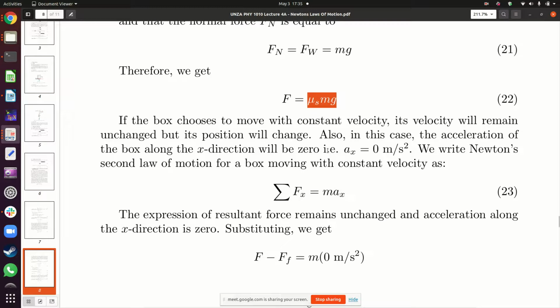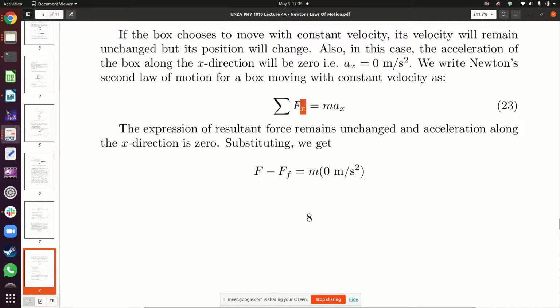If the object decides to move, so when it's moving, it's changing its position. If the position of the object changes because you are applying this pulling force, but the object is moving at constant velocity, then in that particular case, the acceleration along the x direction is equal to 0 meters per second squared. We write an expression for Newton's second law of motion here. The sum of the forces along the x direction is equal to the mass multiplied by the acceleration along the x direction. The expression for resultant force along the x direction is still the same.